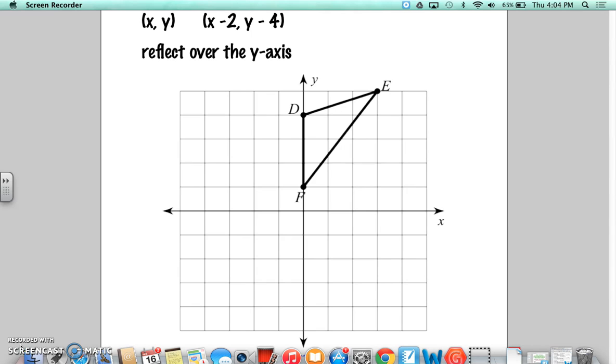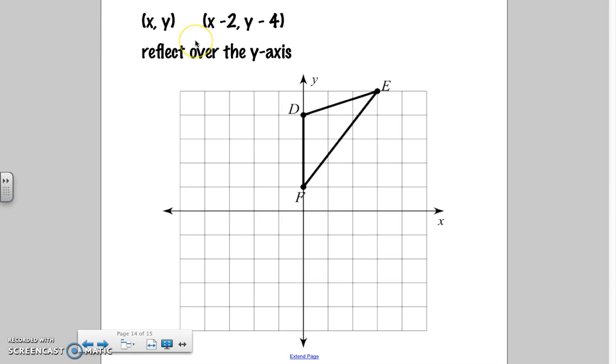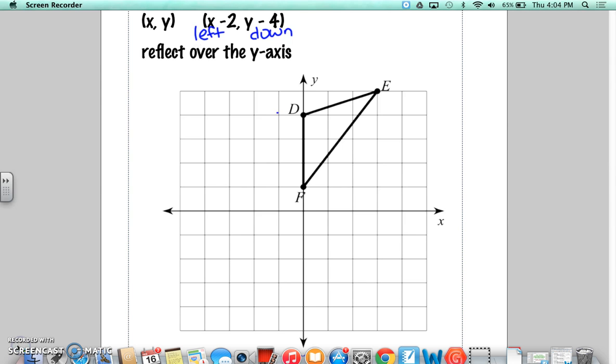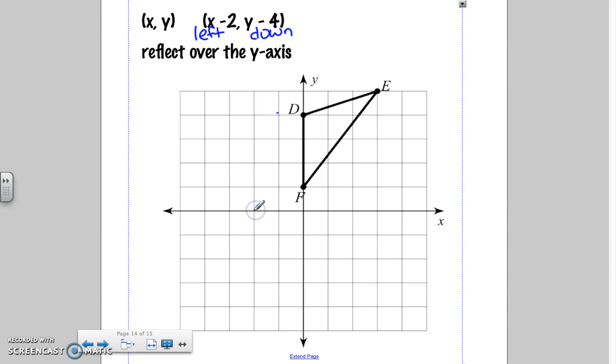First, again, you want to do your translation using the rule X minus 2, Y minus 4. With subtraction, you will move left, and you're going to move down. So I'm going to take each of the points, move left 2, down 4. Start with D, left 2, and then move 4 down. So here's my temporary dot for D.